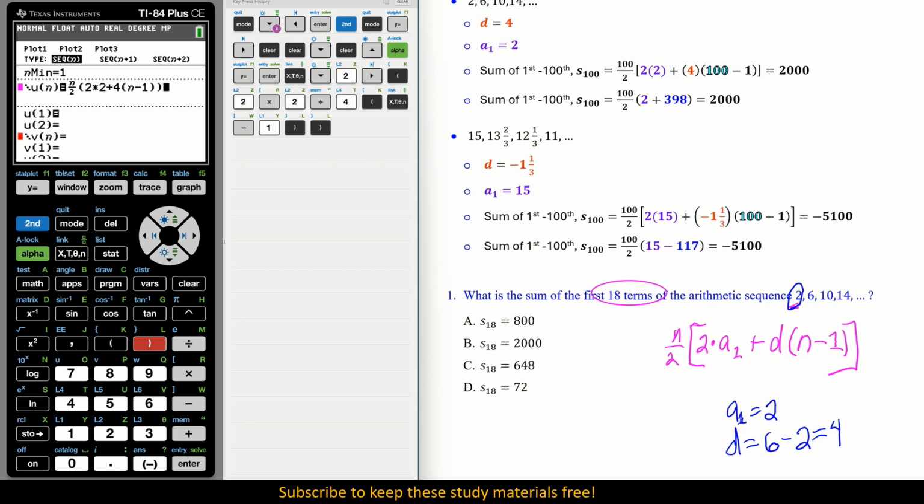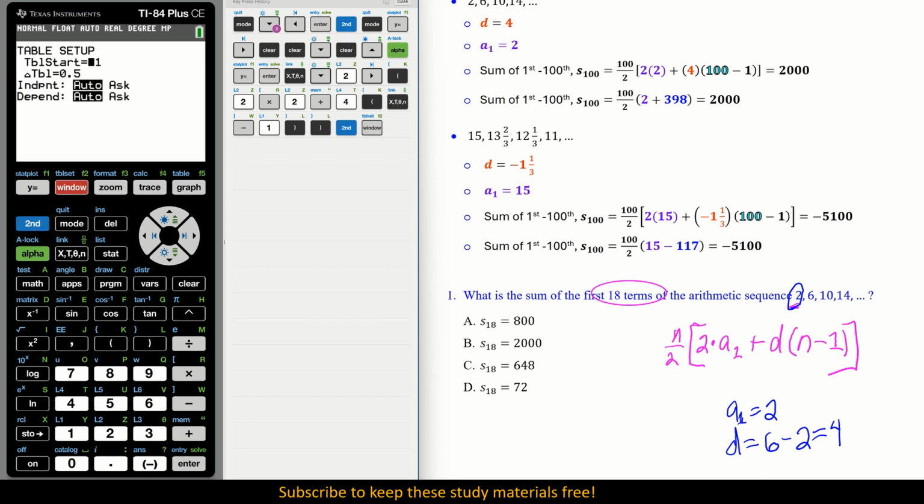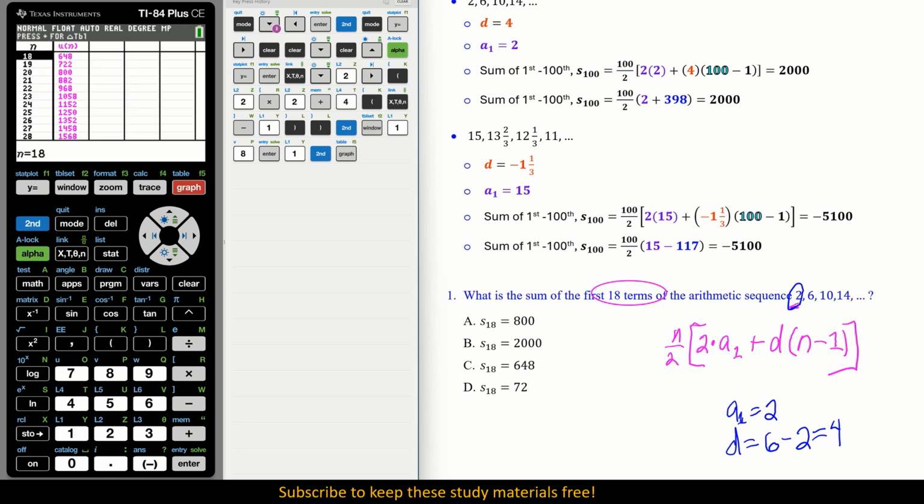Now we need to put our window starting at 18. So go second window and type in 18. I like to push enter, but look, our table is going up in halves. We don't want it to do that. We want it to go in steps of 1. Now go second graph, and there you go, 648, which is option C. Very nice. All right, let's look at number 2.